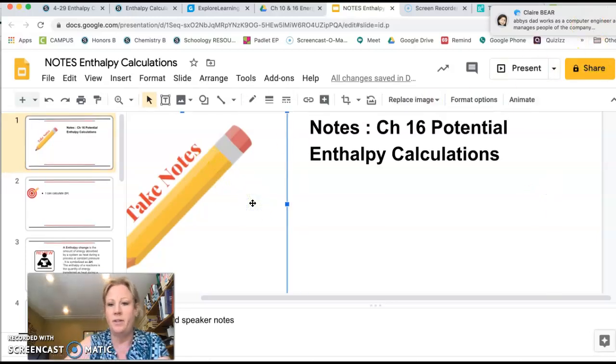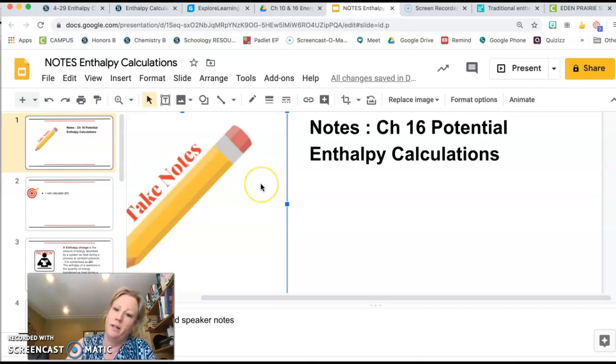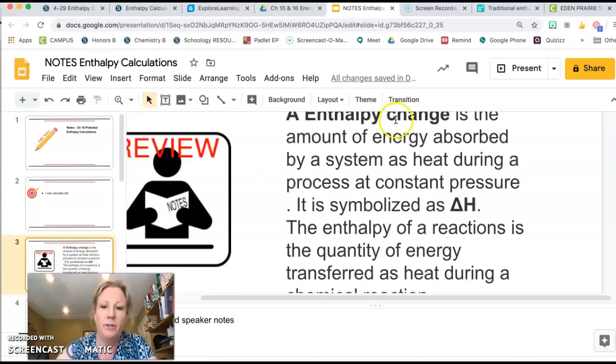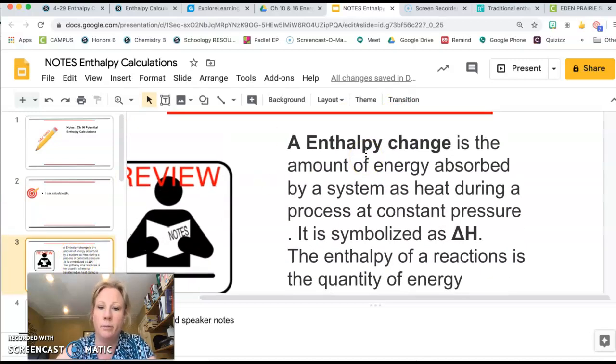Hi, these are notes on delta H or enthalpy calculations. You will want to grab your thermodynamic packet or open it up before you view the notes. So we're going to be calculating delta H. Before we do that, let's just review a little bit.